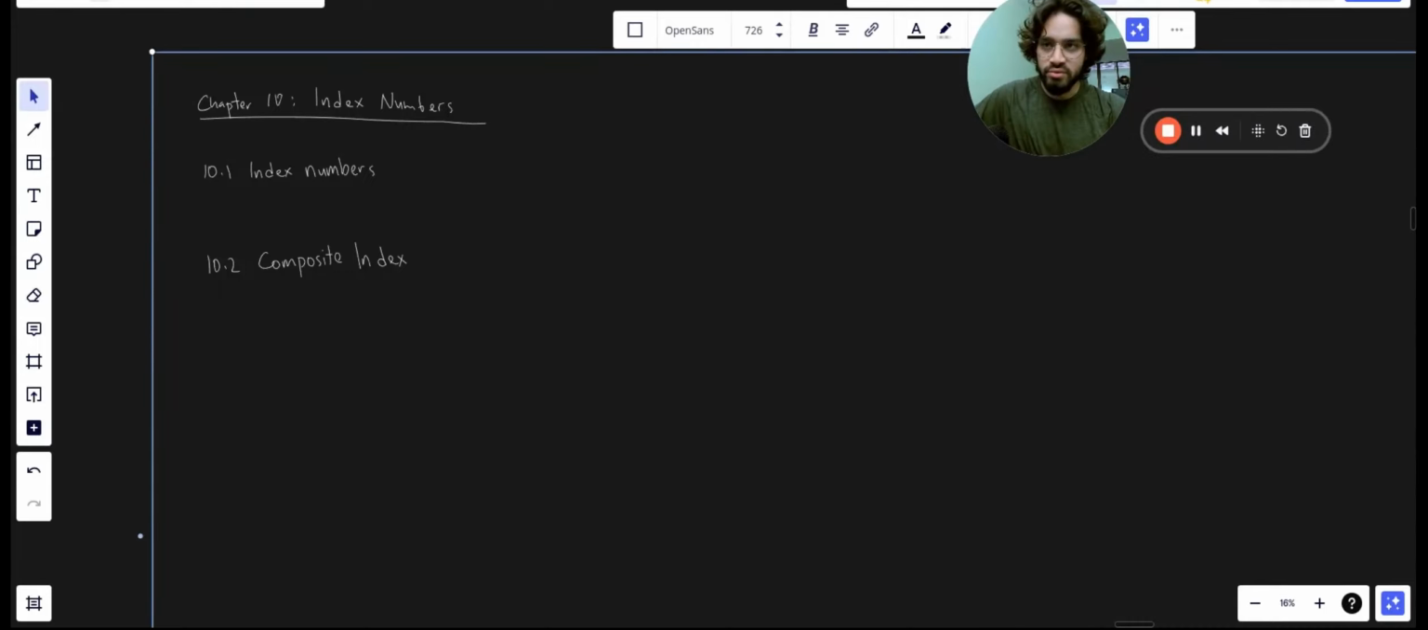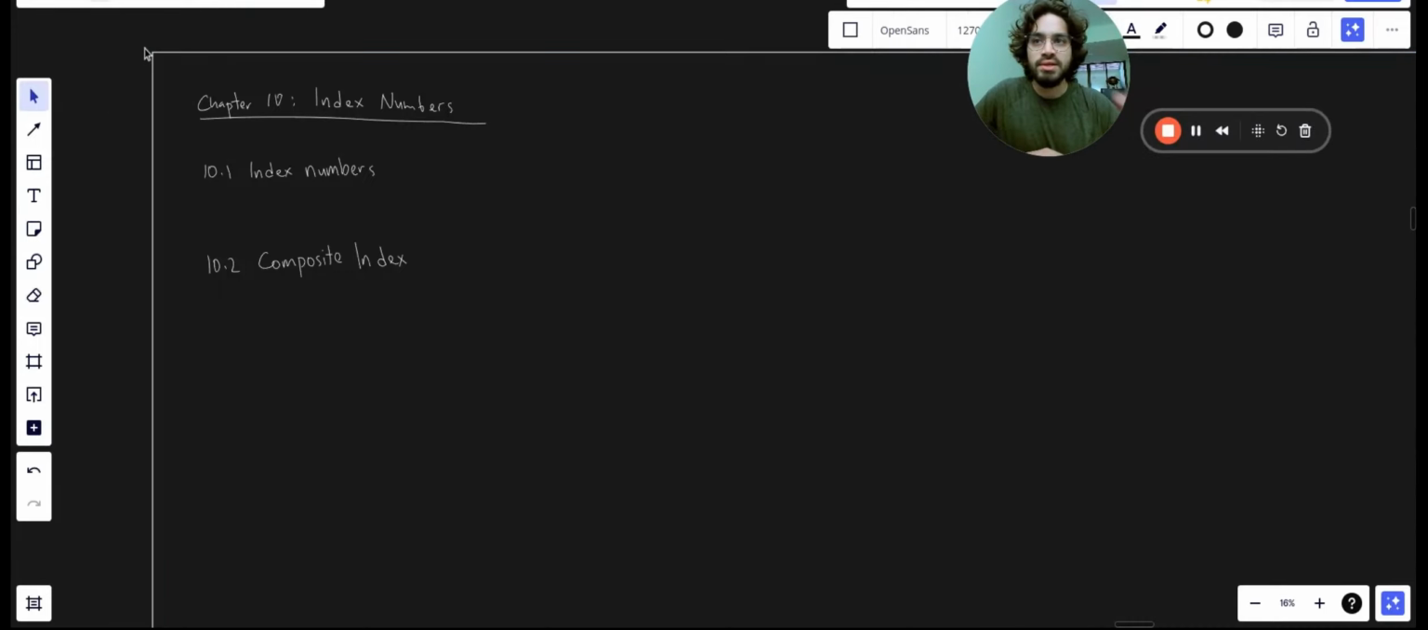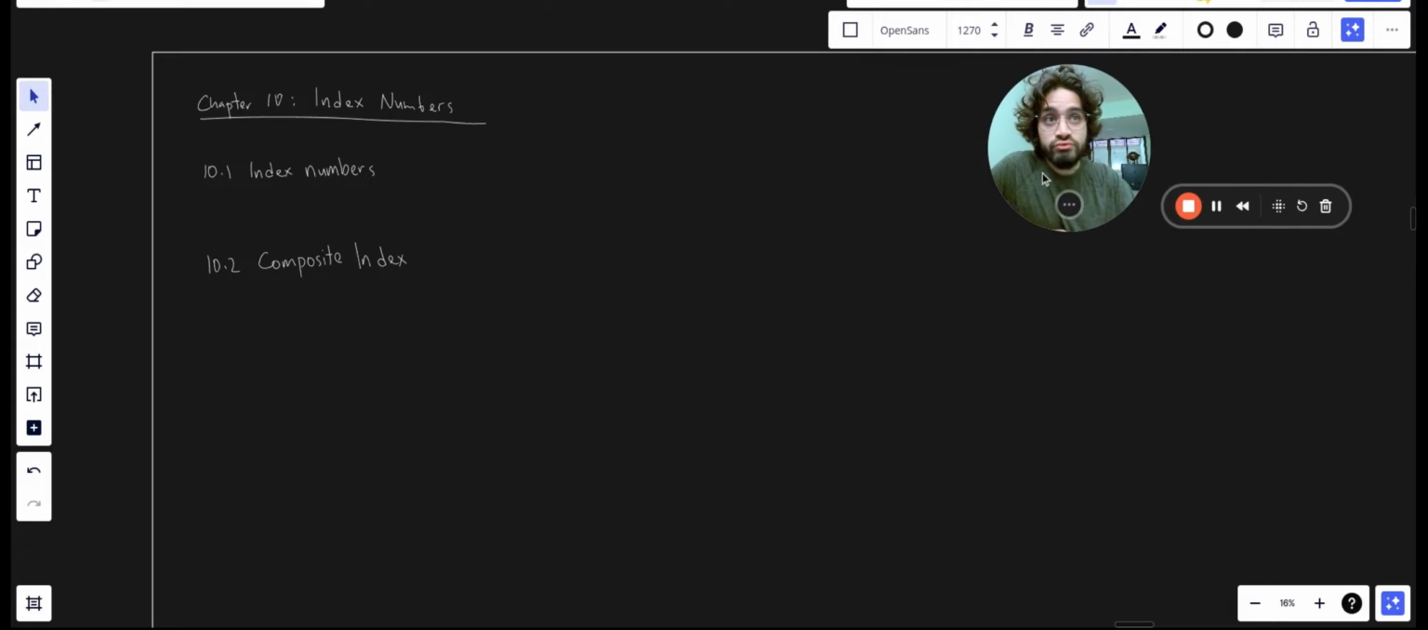Hey, welcome back, everybody. Now we're in the last chapter, chapter 10, index numbers. Okay, so this one's quite interesting because it applies to real life things.